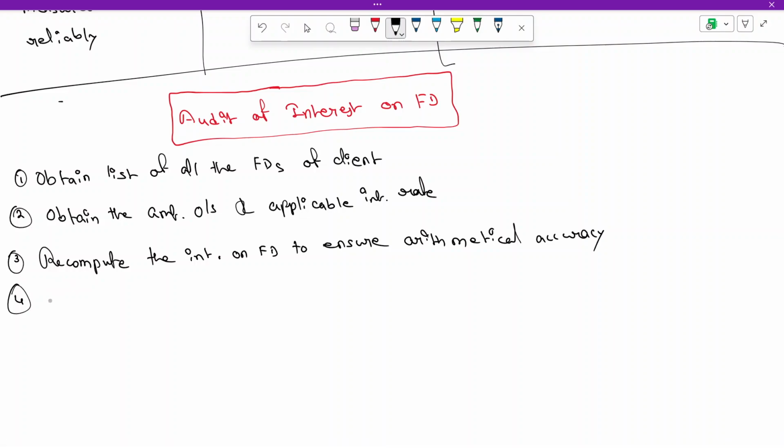Fourth will be obtain direct confirmation from bank.